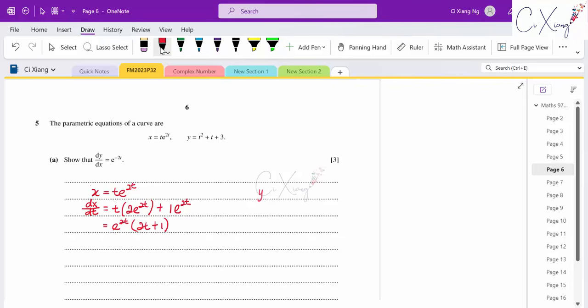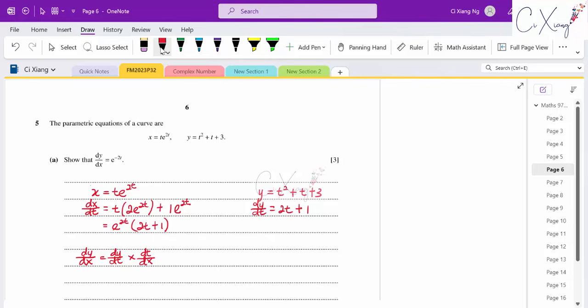And now let's continue with the differentiation for y with respect to t. I'm having y equals t squared plus t plus 3. Differentiating the equation with respect to t, I'm having 2t plus 1. To get dy/dx, I need to apply the chain rule, where dy/dx can be written as dy/dt multiplied by dt/dx.